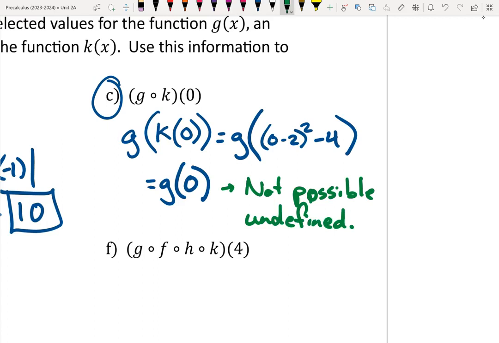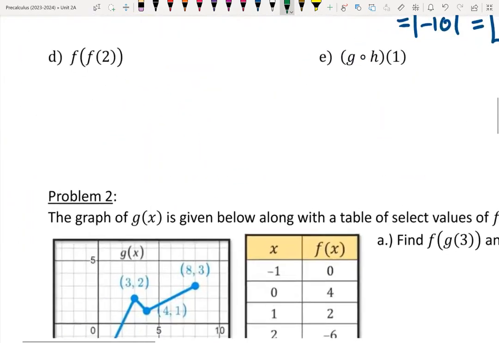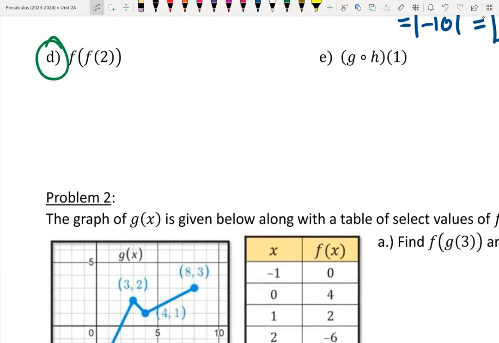Now, if we are given other information about G, maybe we could figure it out. But all we are given, all we are defined is that table, nothing else. We cannot assume, we cannot guess, so we just say it's not possible. All right, I want you guys to go ahead and try D and E, please. D and E.